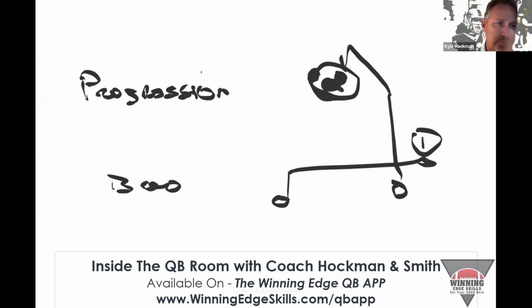Again, there are a million ways we can discuss, a million routes we can go through. But that is a progression read, meaning that you're looking at the area the receiver is running to. You're not looking at the receiver, you're looking at the area he's running to, and that's your first read. If that area is open, then we're going to throw the ball. If it's not, if it's covered or someone is getting ready to break on it, okay, corner, same thing right here.